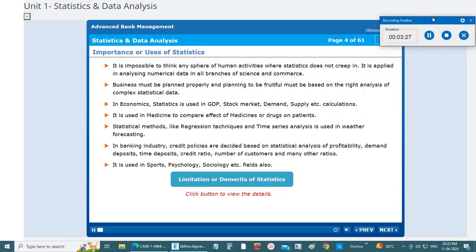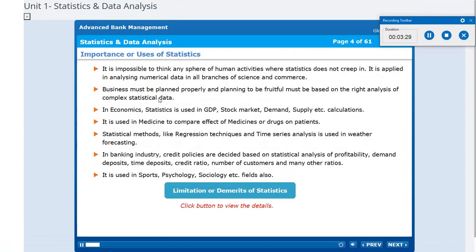Importance or uses of statistics. It is impossible to think of any sphere of human activities where statistics does not creep in. It is applied in analyzing numerical data in all branches of science and commerce. Business must be planned properly and planning, to be fruitful, must be based on the right analysis of complex statistical data. In economics, statistics is used in GDP, stock market, demand, supply etc.